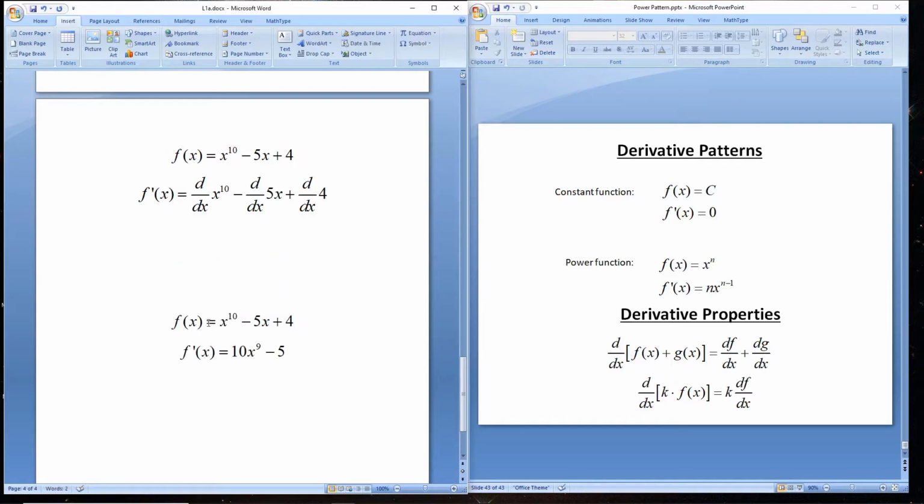So here is our function, x to the 10th minus 5x plus 4, and its derivative, 10x to the 9th minus 5. And again, notice we did the derivative of each term. We did the derivative of x to the 10th, which is 10x to the 9th. We did the derivative of minus 5x, which is minus 5, and the derivative of 4, which is 0. The derivative distributes, and we can do terms individually.